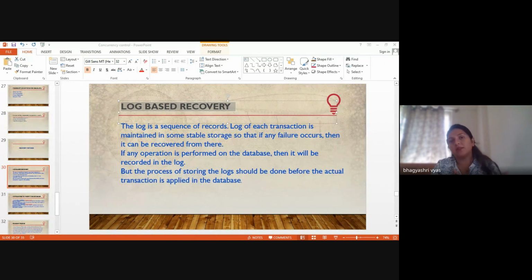In recovery methods, we are having the system log, and we are having the active logs. With the help of these logs, we will recover our system. Okay.